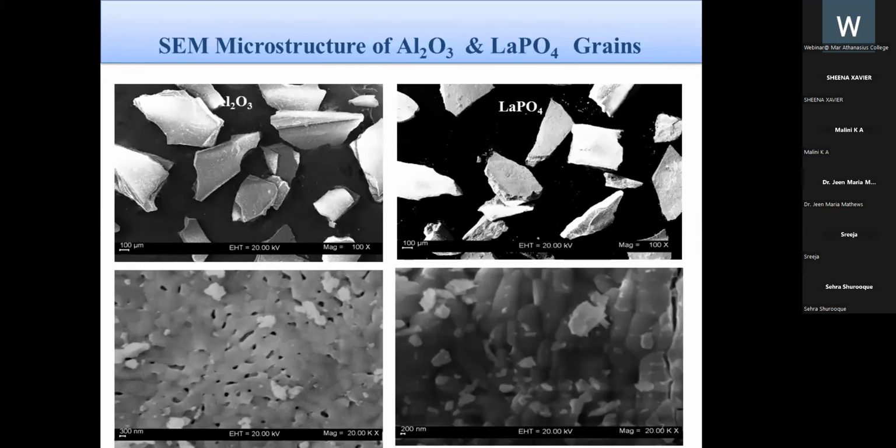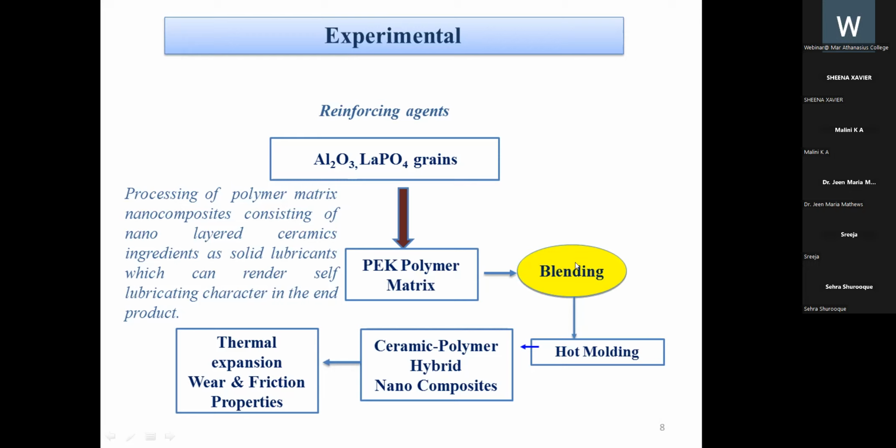This is the experimental part for fabricating lanthanum phosphate and alumina PEEK nanocomposites. The alumina and lanthanum phosphate grains are separately dispersed in the PEEK polymer matrix and blended properly. After hot melting, ceramic polymer hybrid nanocomposites are obtained. These are subjected to thermal expansion, wear and friction tests. This is the microstructure of the PEEK alumina nanocomposites.